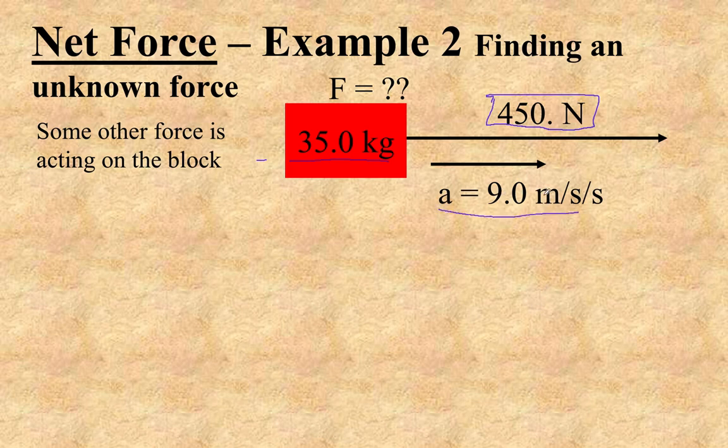It's 9 meters per second squared to the right, which, by the way, means if we're making to the right positive, this side is negative. So this is a positive acceleration. Accelerations can be positive and negative, and this is all very tricky. Okay, so now we're set.